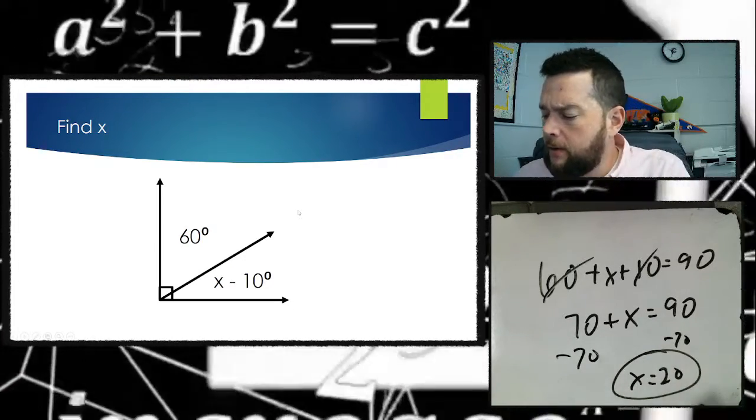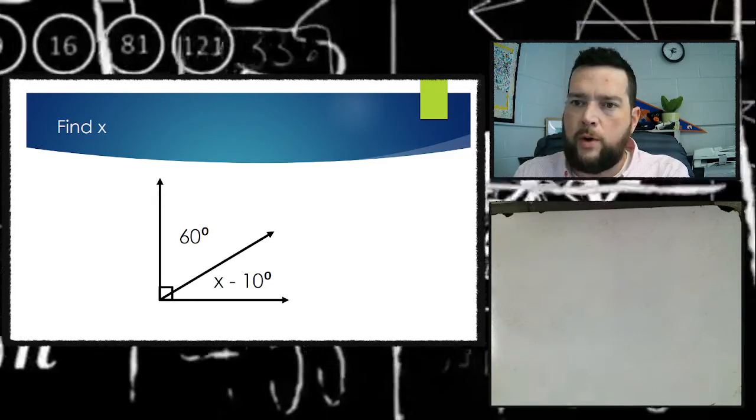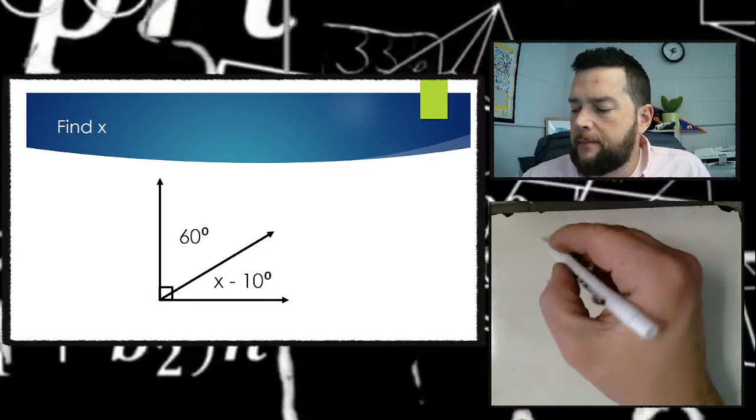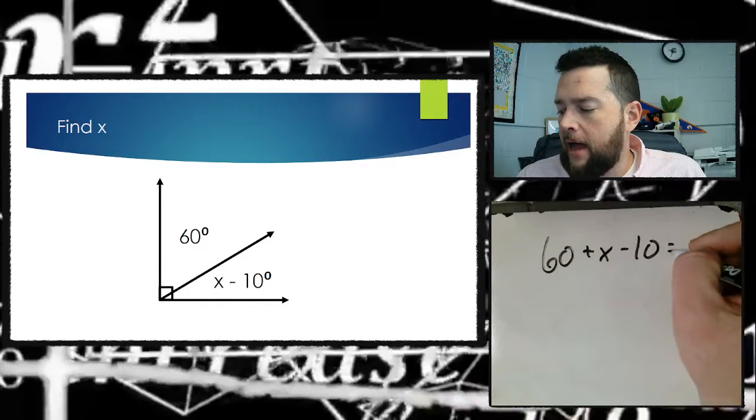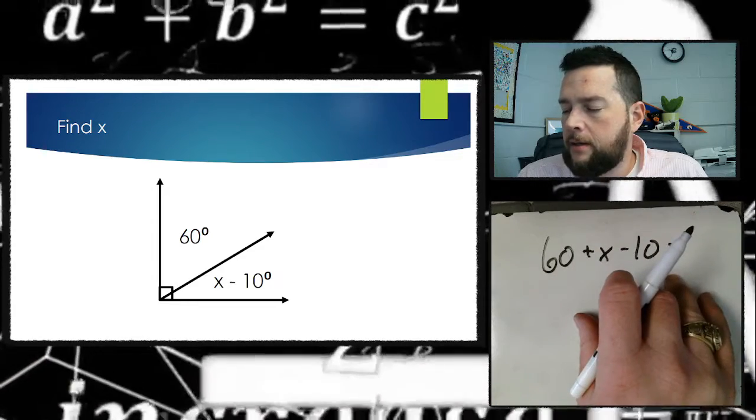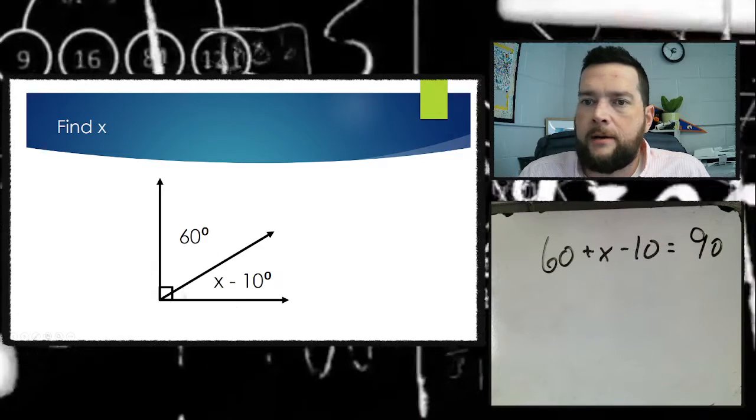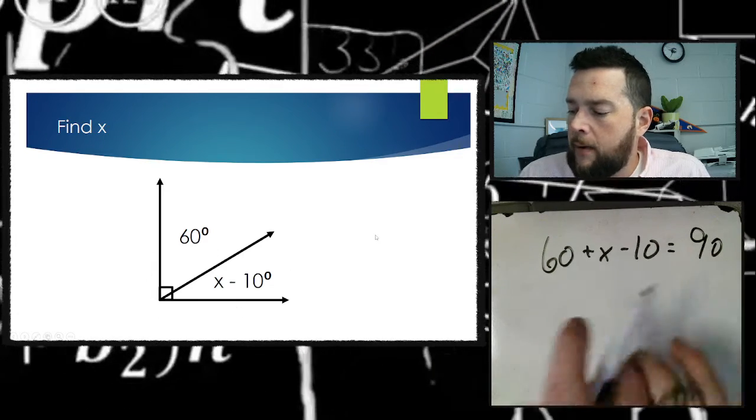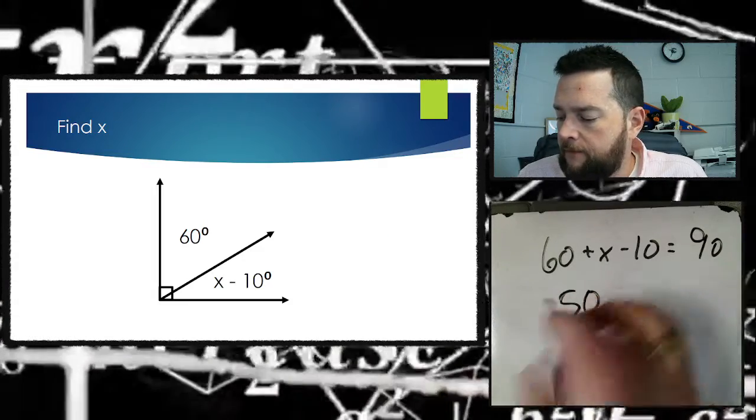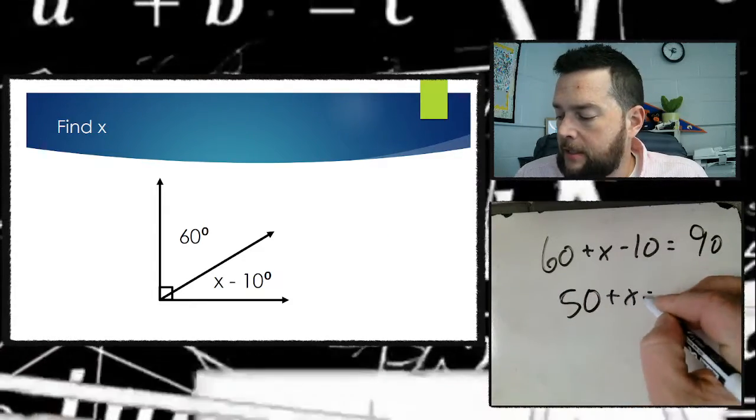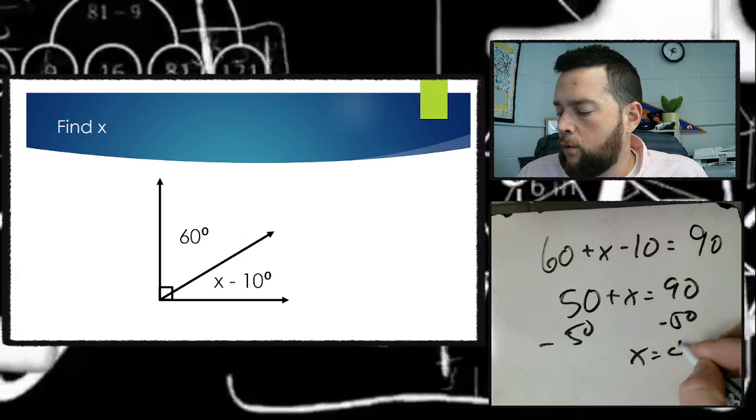All right, try this one. Not too much different, but instead of a plus sign between the x and the 10, there's a subtraction sign. So again, we make ourselves an equation by adding the two expressions, and we know they add up to 90 degrees because there's a little square right there. Then we combine like terms. We have 60 and a minus 10, that's going to combine to 50. Plus x equals 90. Subtract the 50 off of both sides. X equals 40.